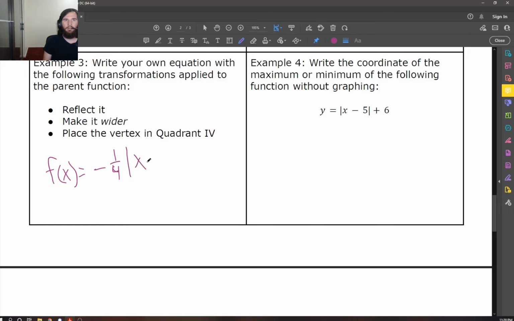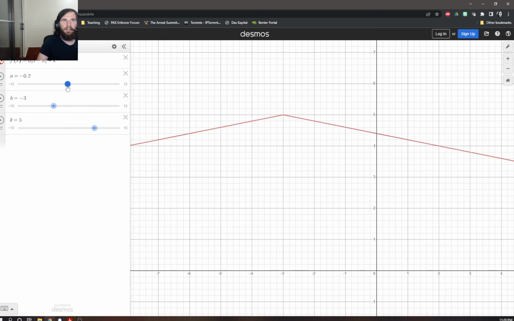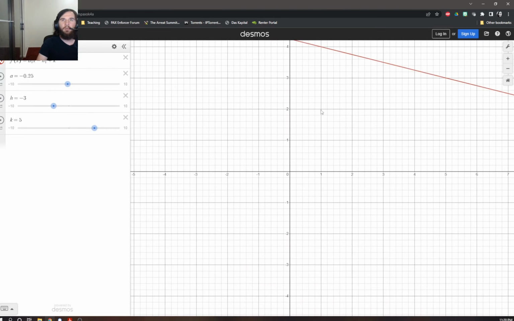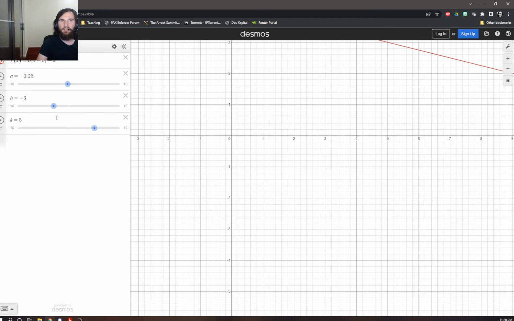vertex in quadrant 4. So, looking at Desmos, this means this is going to be negative 0.25. The fourth quadrant, if you remember your quadrants, we go 1, 2, 3, 4. So when it says place the vertex in the fourth quadrant, it's talking about take the point right here where everything meets, and we want it to be down here. So that means we're going to have to go to the right and down.